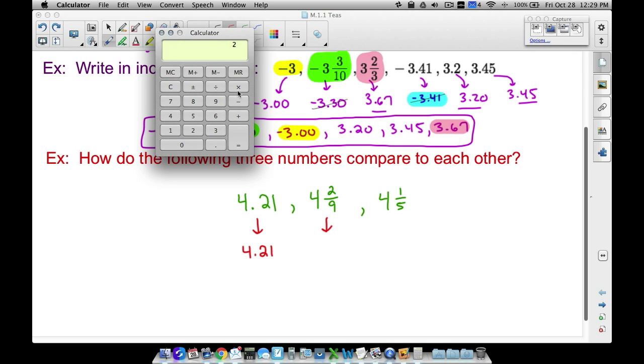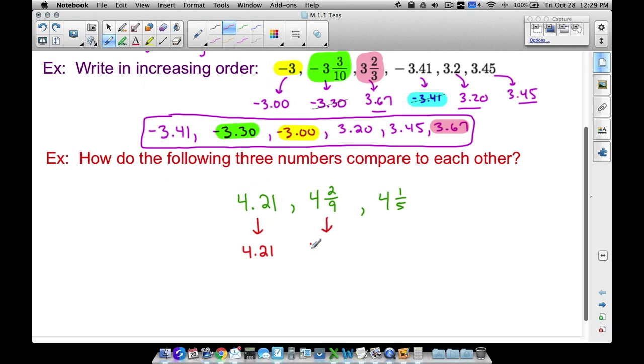4.2222222. 2 divided by 9 is a bunch of twos. Let's just think $4.22. Again, that's an approximation. I should have mentioned that up here too. The $3.67 that we got right here, that's an approximation, but it's close enough. And I'm going to be happy with this because I know now, since this is roughly $4.22, that's going to be bigger than $4.21, right?